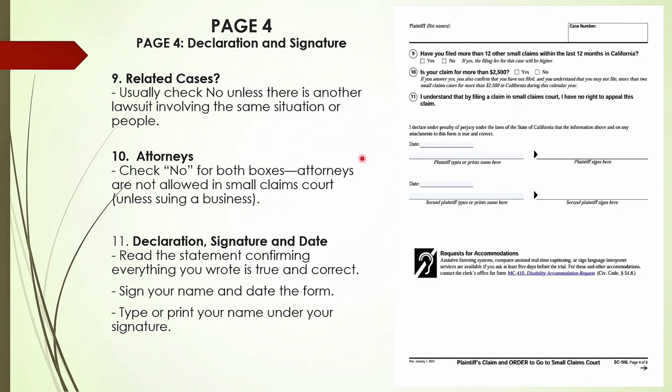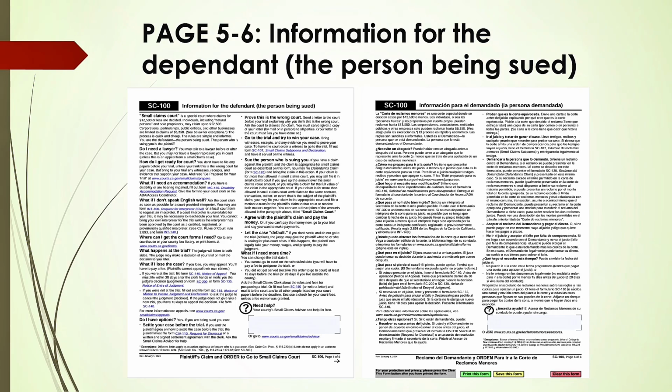And for number 11, the declaration, signature, and date. Read the statement confirming everything you wrote is true and correct. Sign your name and date the form. Type or print your name under your signature. Pages 5 to 6 are for the information of the defendant, or the person being sued.